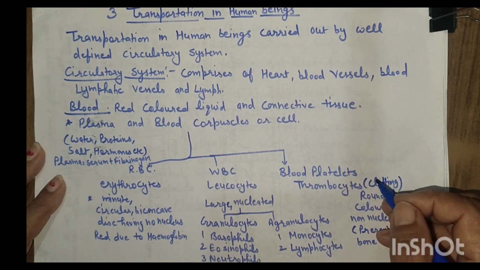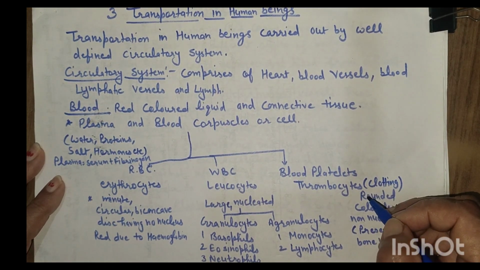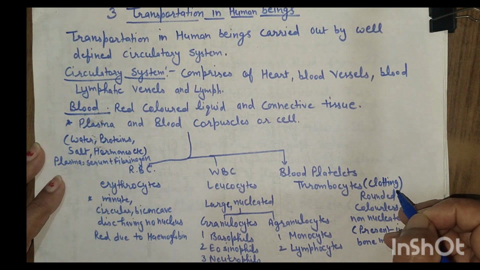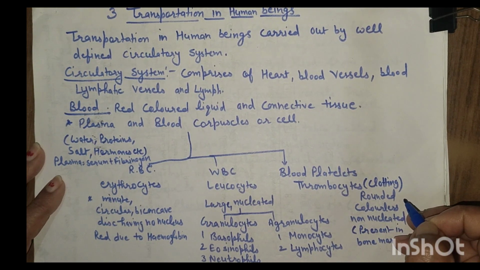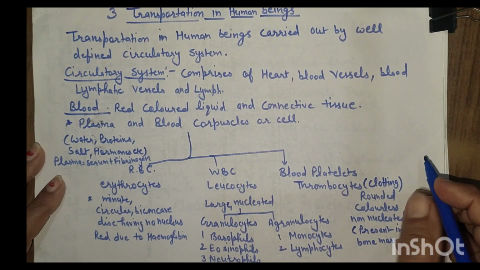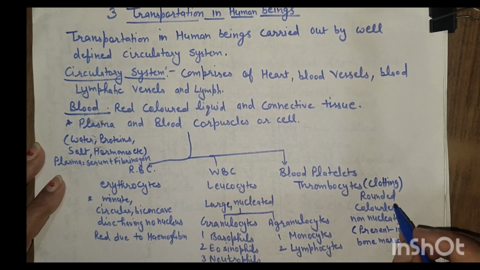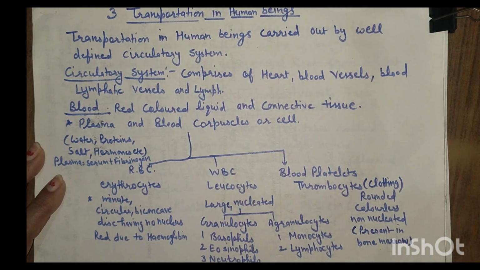Blood platelets are also called thrombocytes. These platelets help in the coagulation or clotting of the blood. These are rounded in shape and colorless cells. They are non-nucleated and they are present in the bone marrow.